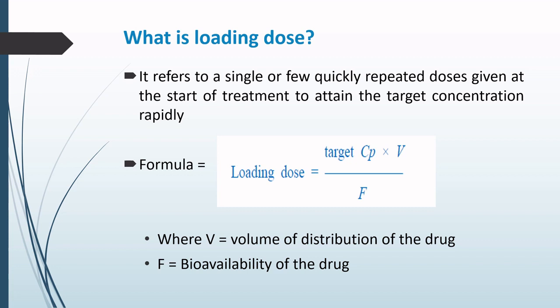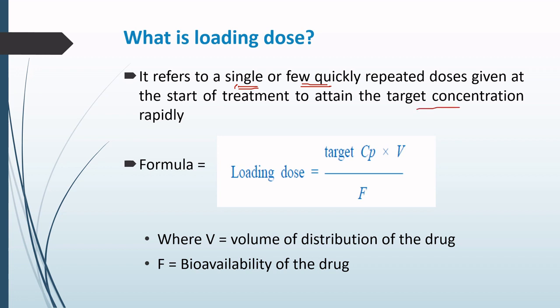Loading dose basically refers to a single or a few quickly repeated doses that are given at the start of the treatment to attain the target concentration rapidly. One thing to note here is that it does not only mean that we have to give a single dose, right? We can give a single dose, as well as a few quickly repeated doses. The ultimate aim is to reach the target concentration of the drug very rapidly.